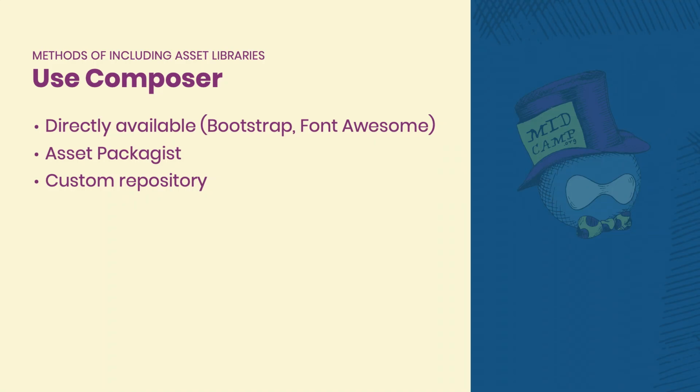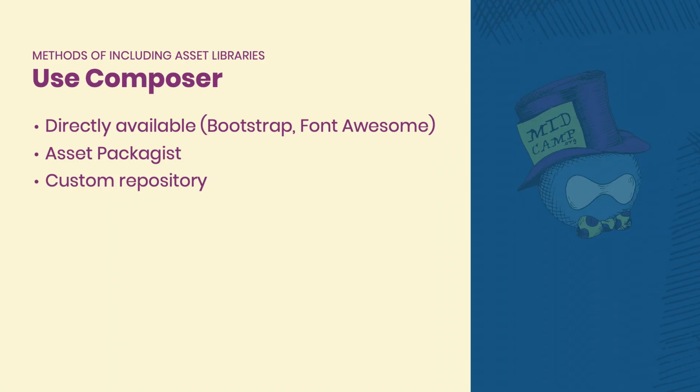You can use Composer. There are a couple of asset libraries that are so popular that they are just available in Packagist, which is the default Composer repository. Bootstrap and Font Awesome are examples of that. Asset Packagist is another popular approach, and that is using a different repository for accessing asset libraries using Composer. And then you can actually define a custom repository for GitHub or Bitbucket or GitLab.